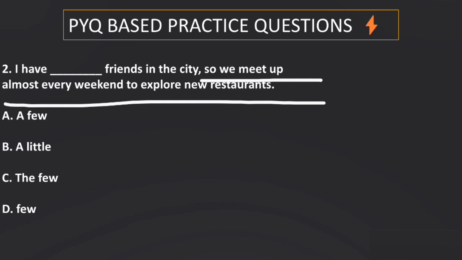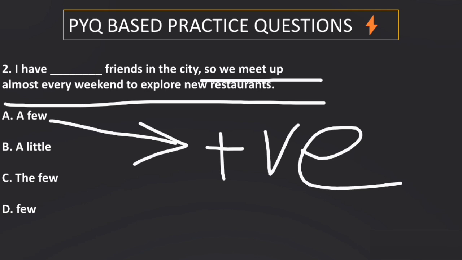So we meet up almost every weekend. Almost every weekend means we meet up at least two or three days a week. It gives us a positive sense, and in positivity we must use a few. That's why a few is the correct option here, and the remaining options are incorrect. Also, friends are countable plural nouns, because a few, few, and the few are all used with countable plural nouns. Two, three, four, we don't know, but we can count them. A few friends in the city, so we meet up almost every weekend to explore new restaurants.